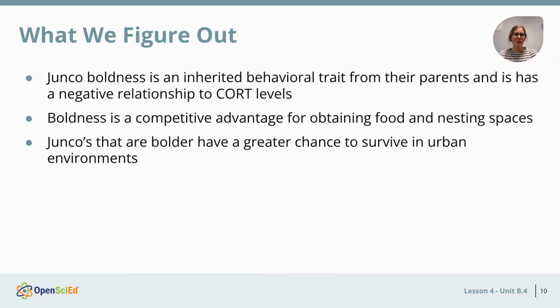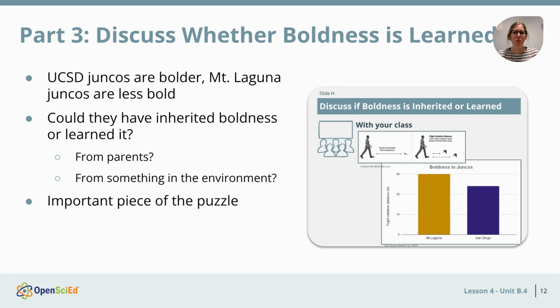All right, so what we're figuring out through the entire lesson: that Junco boldness is an inherited behavioral trait from their parents, that there's a genetic component there, and it has a negative relationship to court levels. So boldness has a negative relationship to court levels. And that boldness is a competitive advantage for obtaining food and nesting spaces in an urban environment, and that the juncos that are bolder have a greater chance to survive and then reproduce. Let's see those key moments.